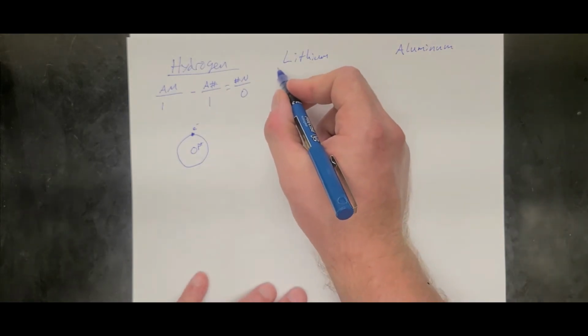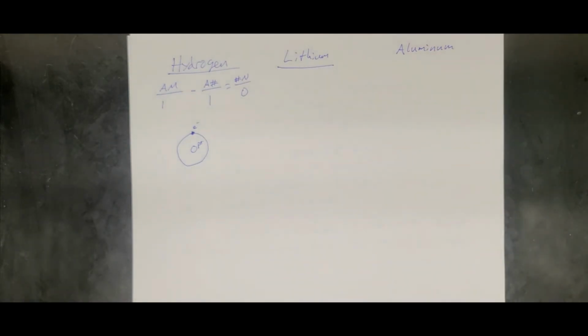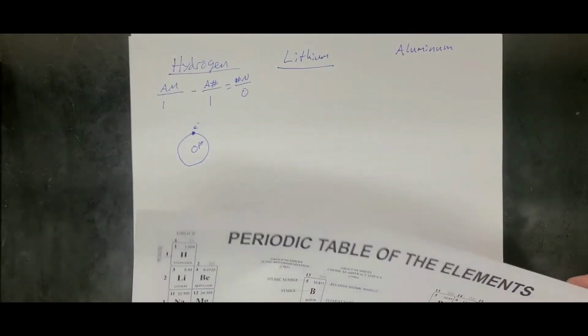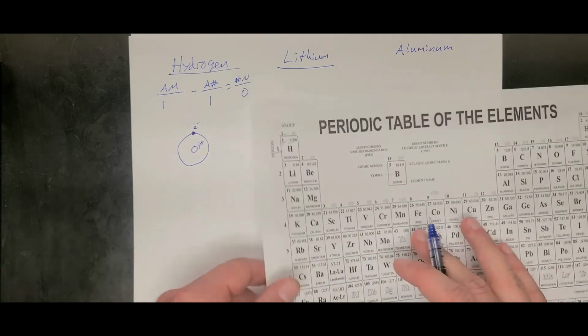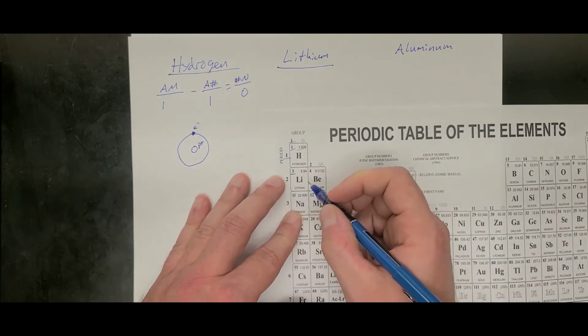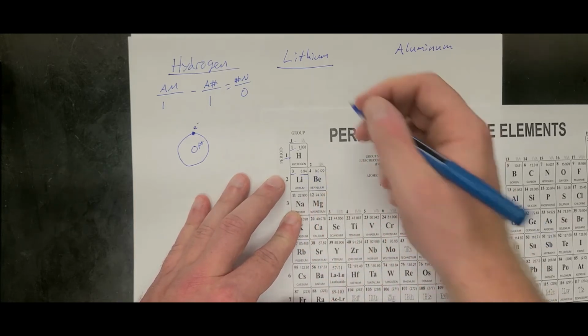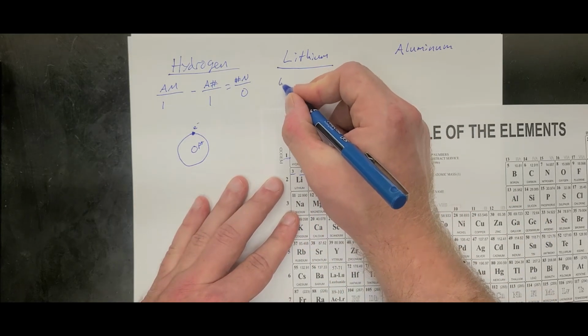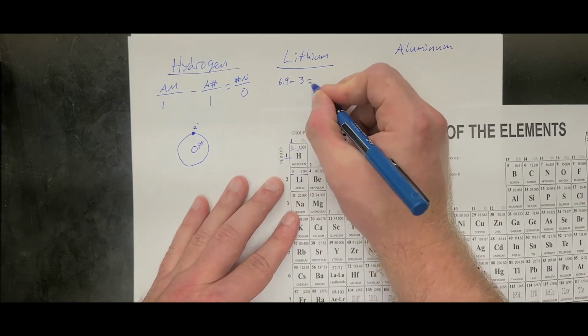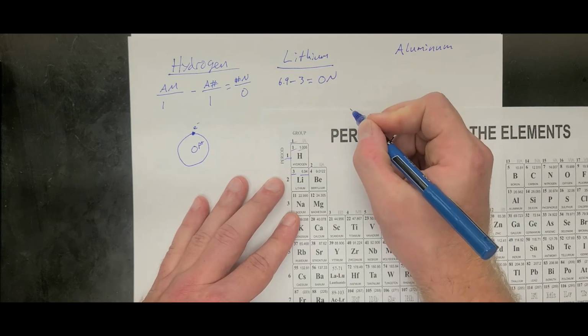Okay, let's take a moment and try lithium. To make this go a little bit faster, I'm just going to reference numbers from before really quick and go through this quickly. Lithium, its atomic number written right there is 3. Its atomic mass is 6.9. So we'll just go 6.9 minus 3. That comes out to 0 neutrons.